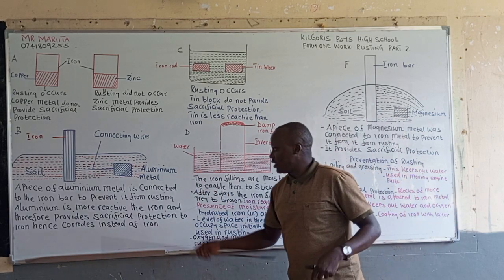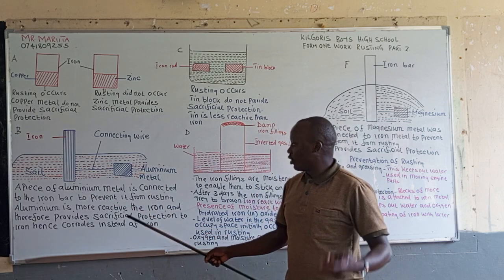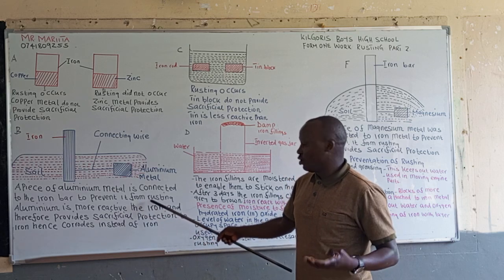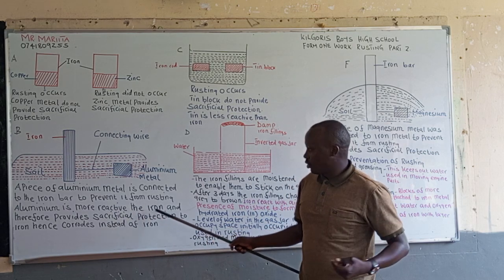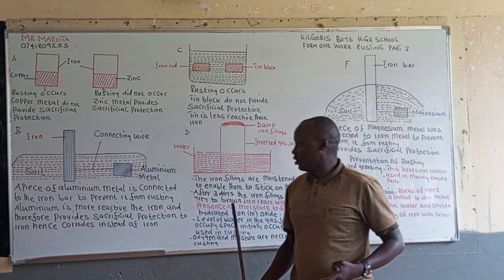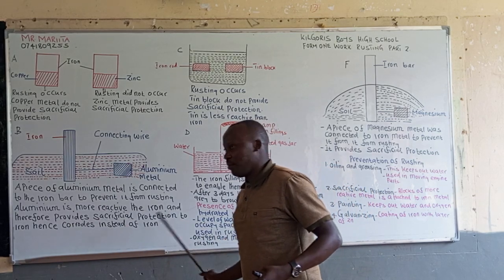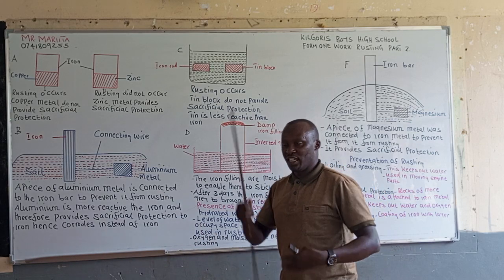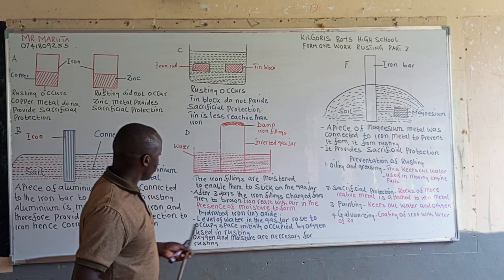So what normally happens here is that if a piece of aluminium metal is connected to the iron bar, rusting will not occur. Rusting will not occur because aluminium is more reactive than iron, and therefore it provides the sacrificial protection. The aluminium metal corrodes instead of the iron. So the method of preventing rusting here is called sacrificial protection.